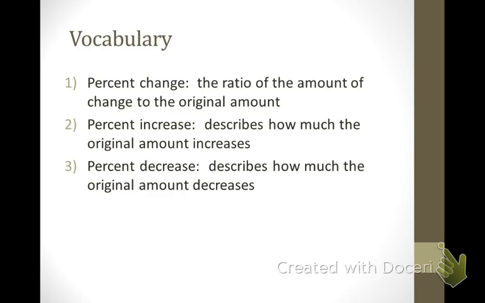Alright, so we're going to deal with percent change today, and there's a couple of terms that you need to know as we go through these notes. The percent change is the ratio of the amount of change to the original amount. Percent increase is whenever the amount goes up over the original amount, so we see an increase, and percent decrease is when the amount goes down and decreases from the original amount.